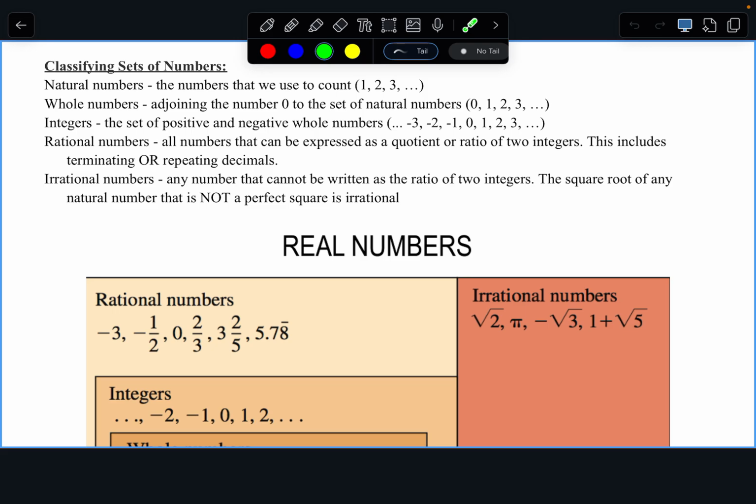Integers are positive and negative whole numbers. So think counting numbers, positive and negative, and 0. So when we work on adding and subtracting integers, those are just your basic multiplication, addition, subtraction facts. No fractions, no decimals. You're good.